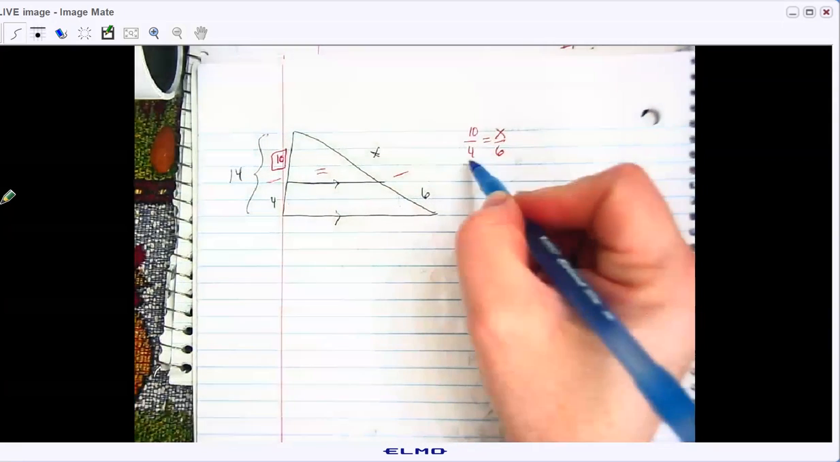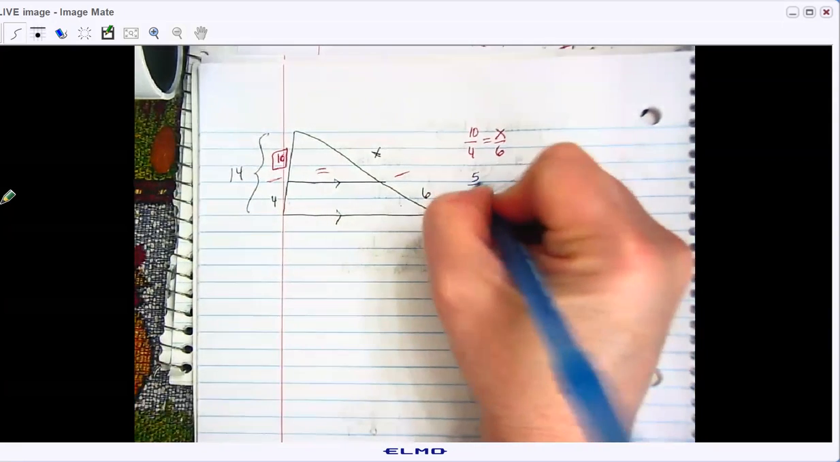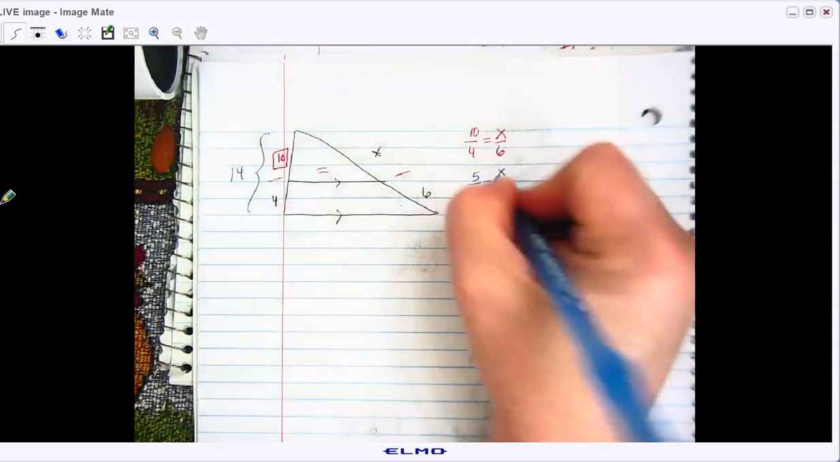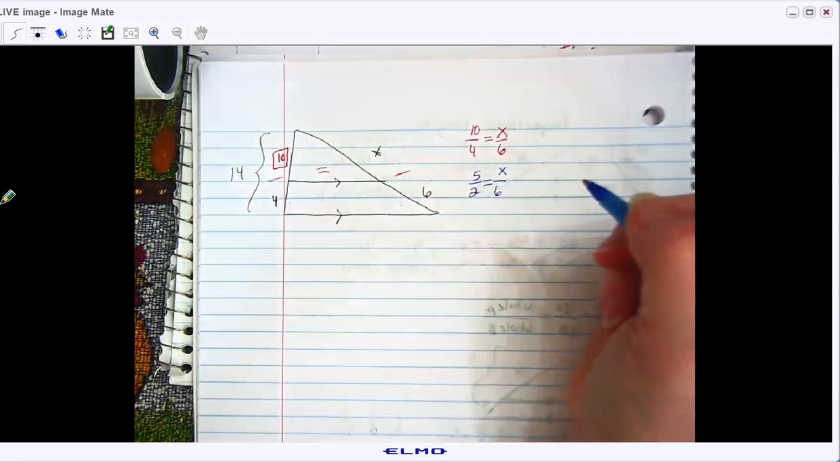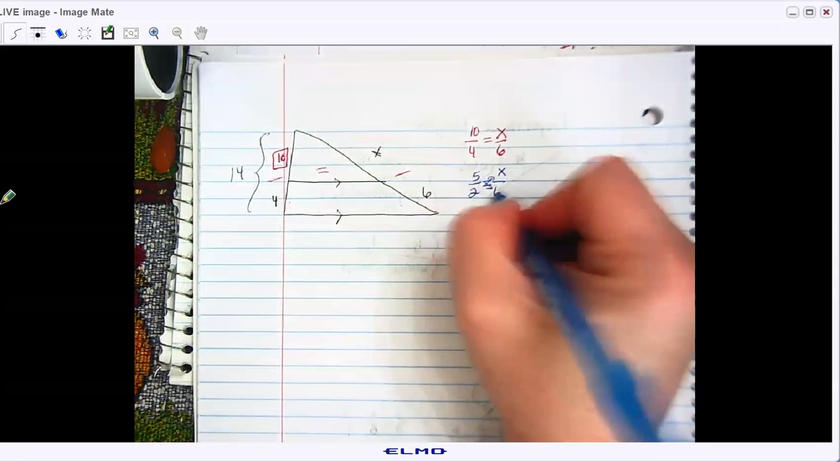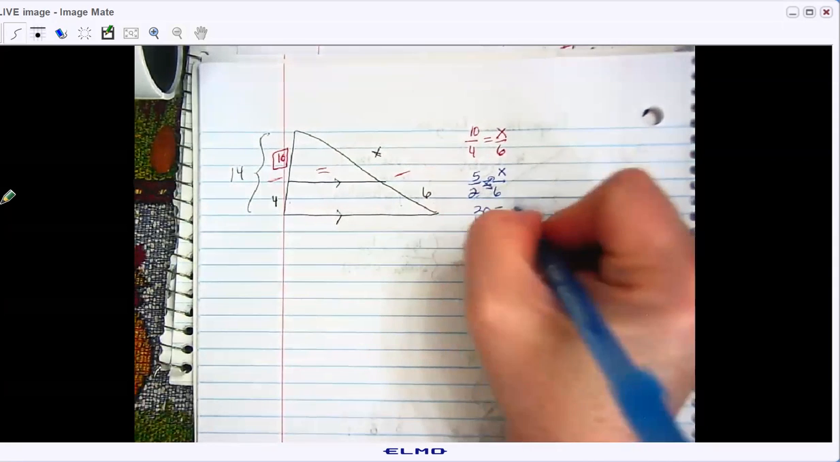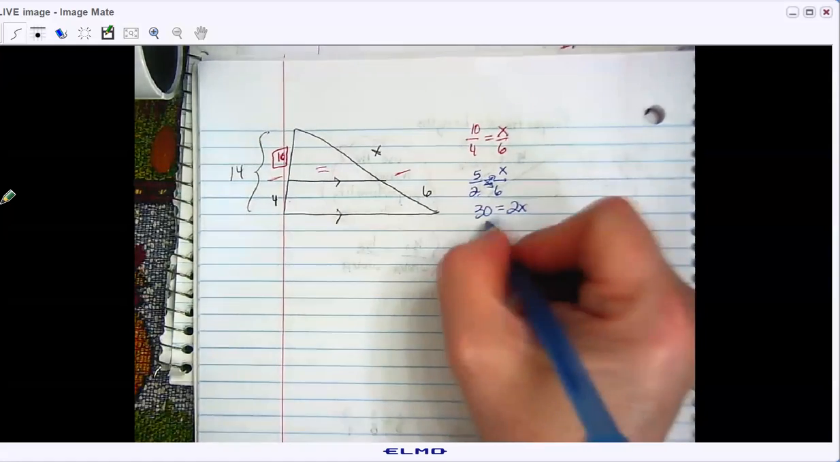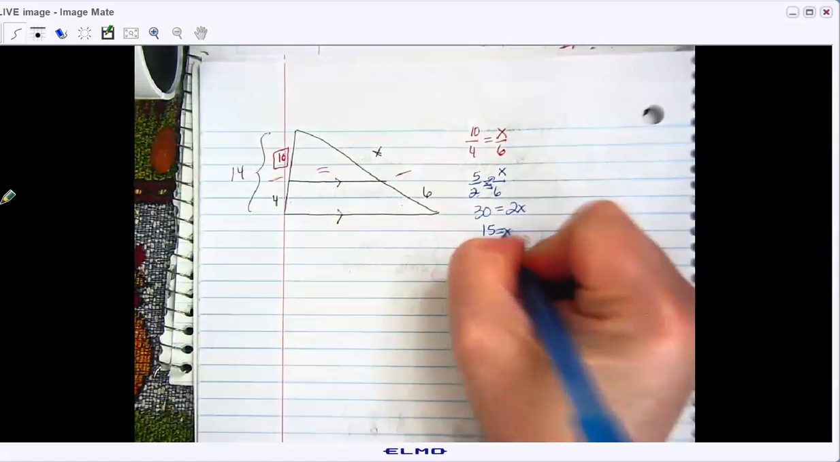So let's reduce this just because I like less work when I multiply. So reducing by 2's, I get 5 over 2 equals x over 6. Cross multiply. So 5 times 6 is 30, 2 times x, 2x. Divide both sides by 2. We get 15 equals x.